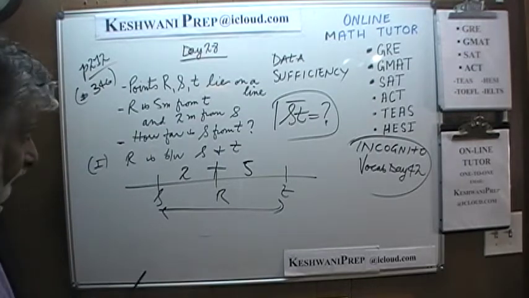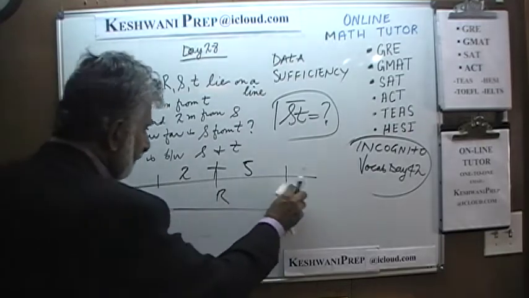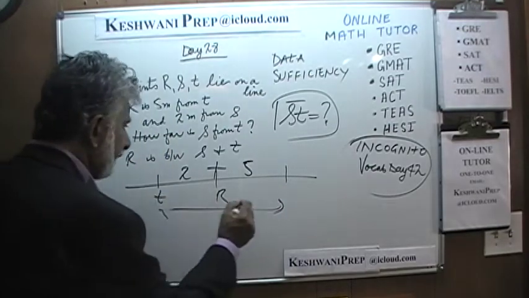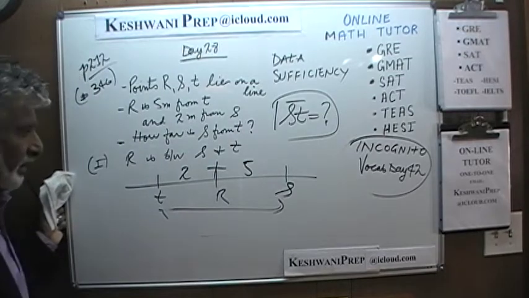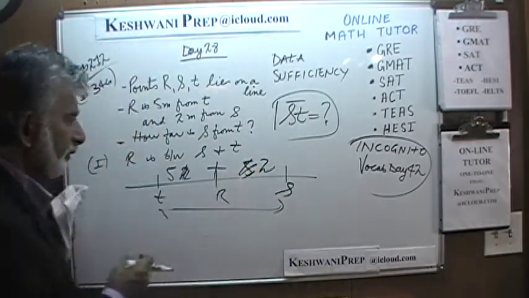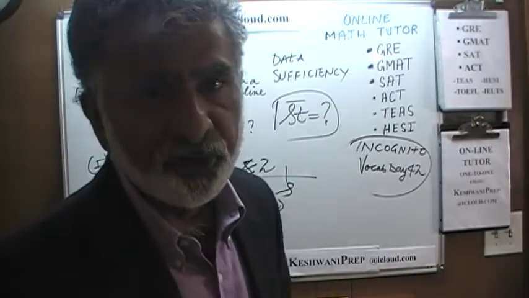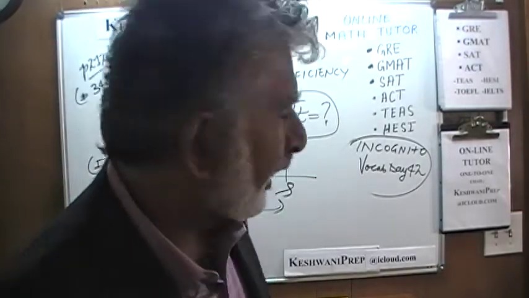Another possibility, of course, is that they can be the other way around. Maybe this is T and maybe this is S, in which case nothing will change. The 5 will simply appear here and 2 will simply appear there, but nothing else will change. The answer will still be 7. The two points are 7 units apart, 7 meters apart.